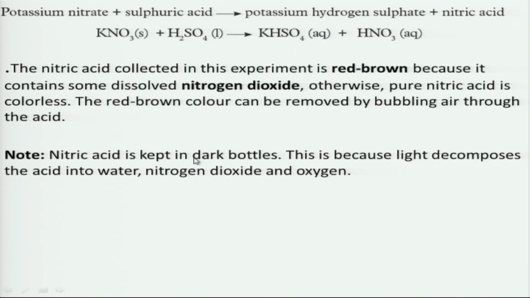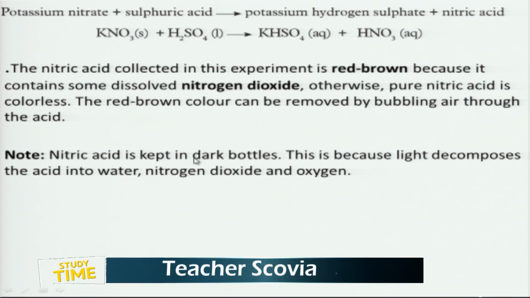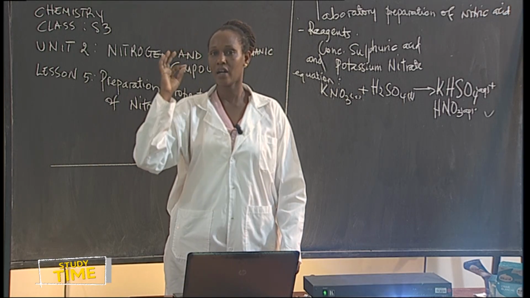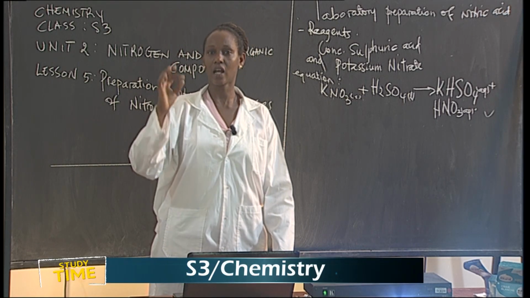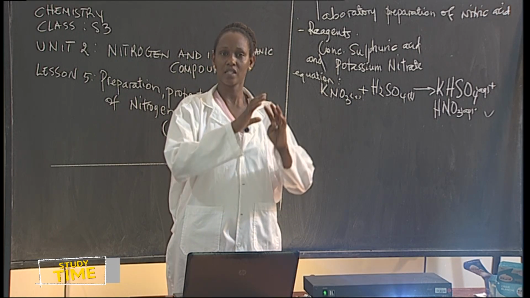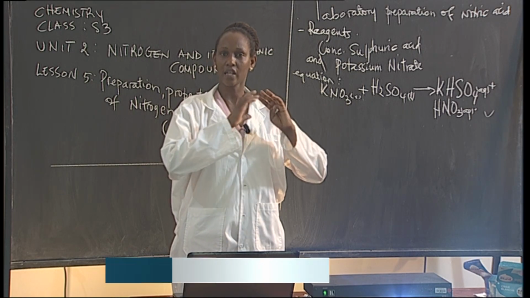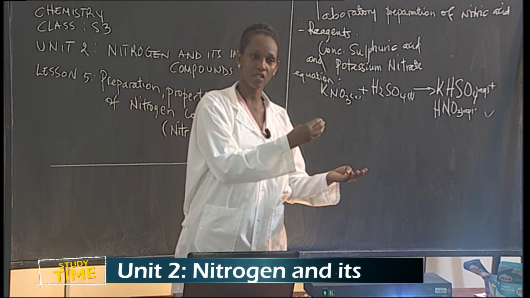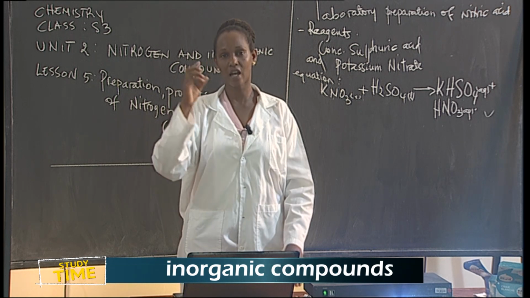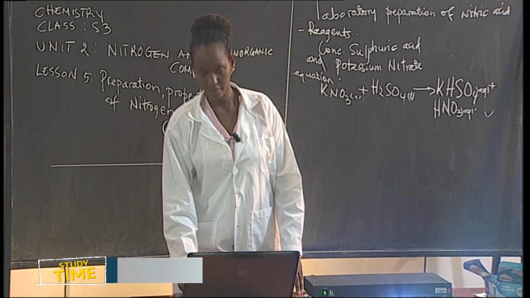In an exam, you can be asked that. Why is it that nitric acid is always kept in dark bottles? Nitric acid is always kept in dark bottles, because if it gets contact with light, it decomposes to give out water, nitrogen dioxide, and oxygen gas. All right? So it can't be kept in a light bottle or in open glasses, because when it gets contact with light, it decomposes to give out nitrogen dioxide, oxygen gas, and water. That is something to note.